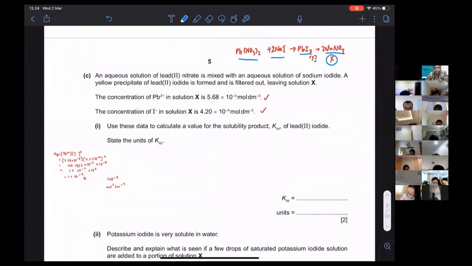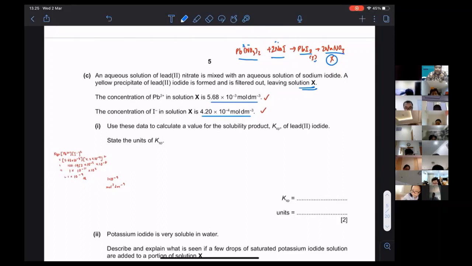Together, maybe with the excess of this solution. So there is some other Pb2+, there is still I-, so that is the solution X. That's why solution X contains this concentration of Pb2+ and this concentration of I-. Then they have given you some information. They say use this data to calculate the value of Ksp.